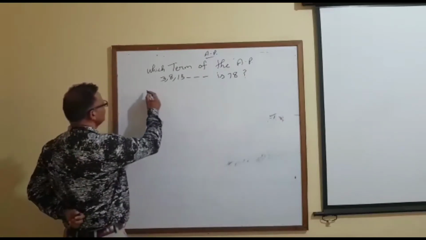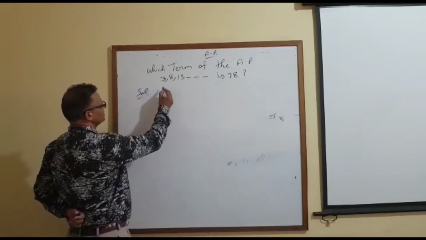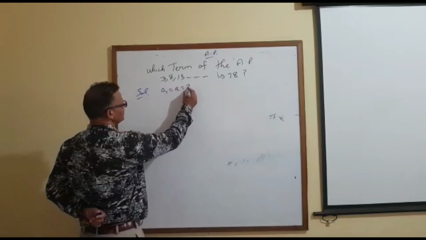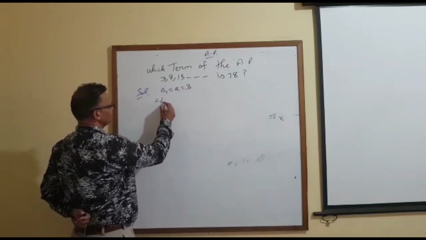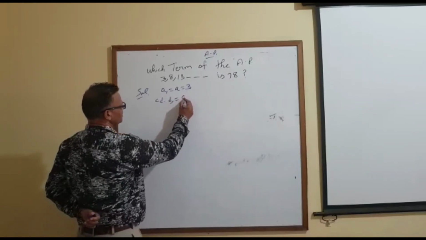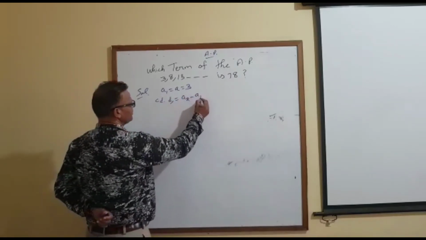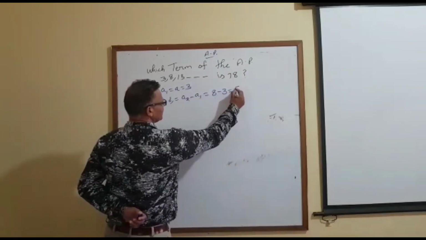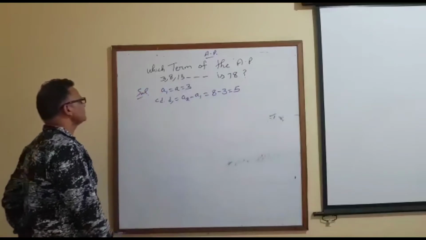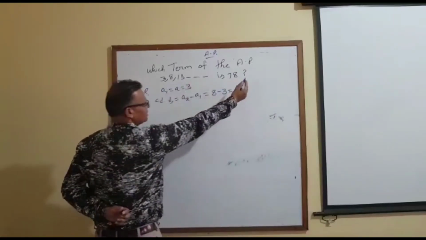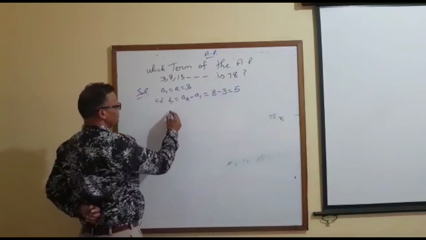First of all, we start with the first term, A1, so A is equal to 3. Next we find the common difference, D is equal to second term minus first term. Second term is 8, first term is 3, so we get 5. After that, the last term is given.